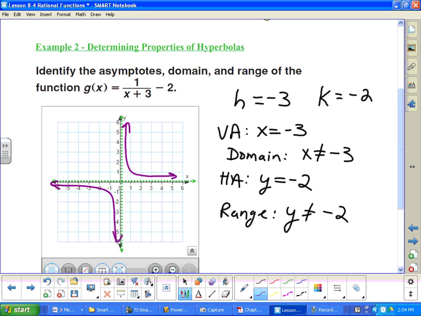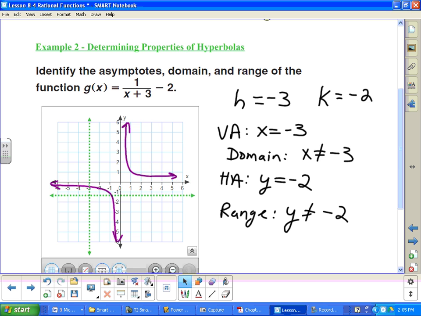Okay. There's the graph of our parent function. So the graph of this function we're working with, because it says the vertical asymptote is now x equals negative 3, means that we have moved this vertical asymptote over to negative 3. The horizontal asymptote is y equals negative 2, which means that we've moved this horizontal asymptote down to negative 2.